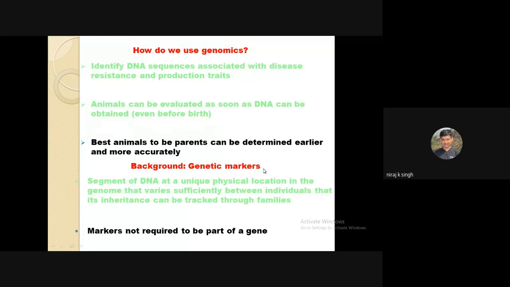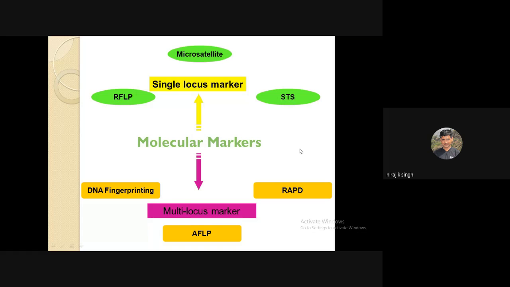Marker cannot be required by part of gene. I am not here to discuss what is gene. As I told, there are three kinds of markers: phenotypic marker, biochemical marker, and molecular marker.